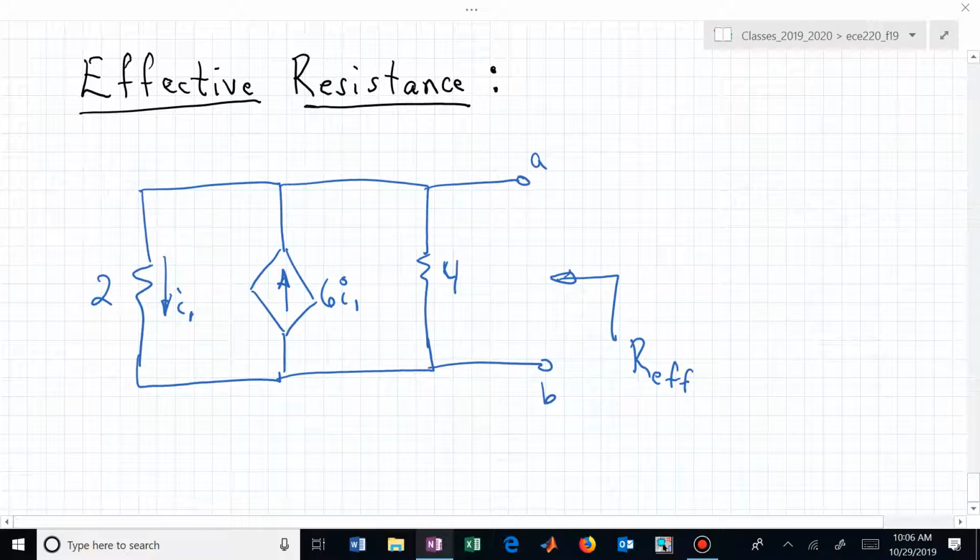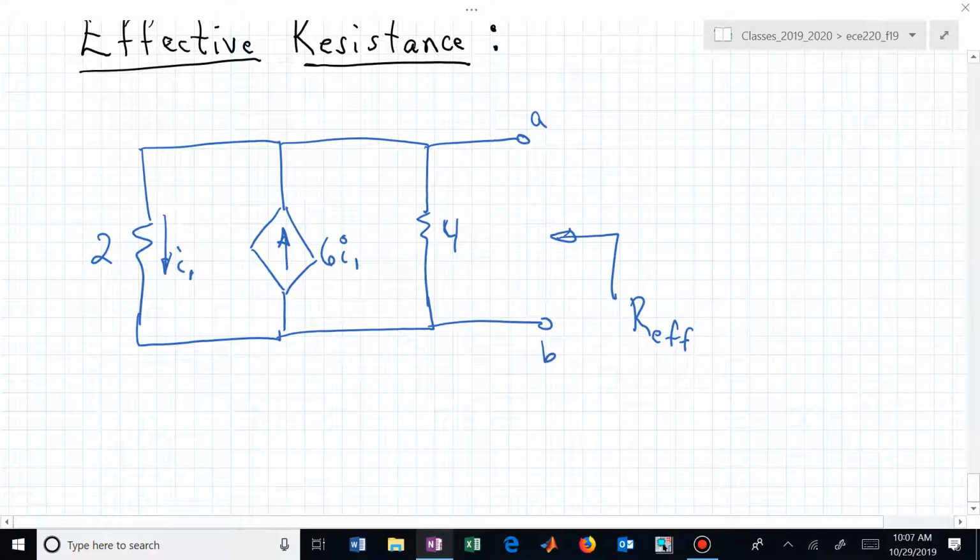How do we find the effective resistance looking into terminals A, B? Do we set our sources to 0? Our independent sources are already eliminated. We didn't have any, so we don't need to do that. How do we find the effective resistance? We have to do a test source, don't we? All right, let's do a test source. Now we only have a dependent source.